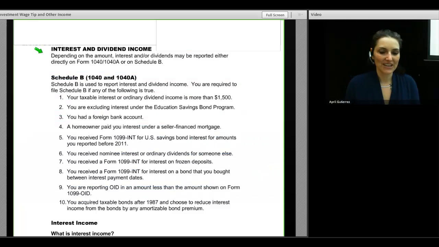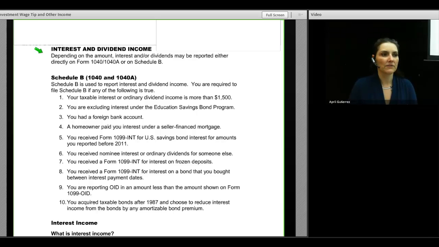All right, so we've got interest and dividend income as the next topic of the day. Depending on the amount of interest and dividends you have, you may or may not be required to file Schedule B. The magic number on interest and dividends is $1,500. So if you hit $1,500 of interest and dividend income, then you need to attach a Schedule B to your Form 1040 or your 1040A.